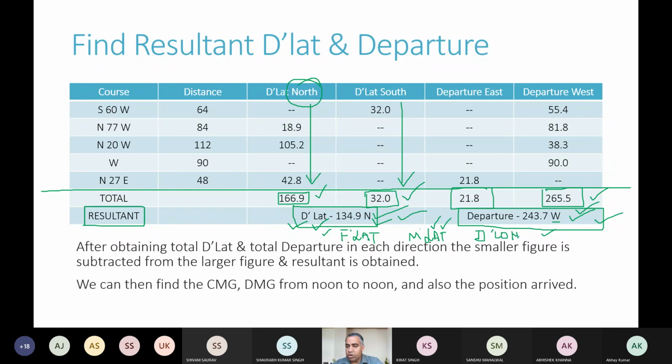When we apply this d long to the initial longitude, it gives us the final longitude. So it gives us the final longitude. Right, beta? So final position हमारे पास आ जाएगी.